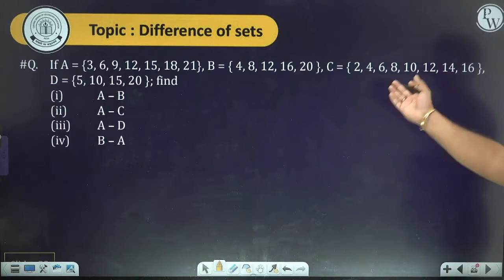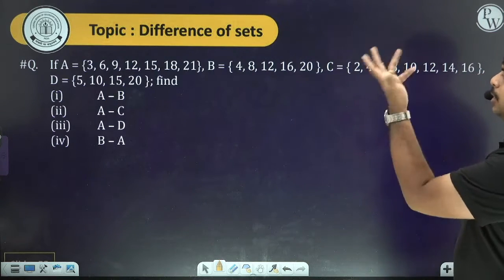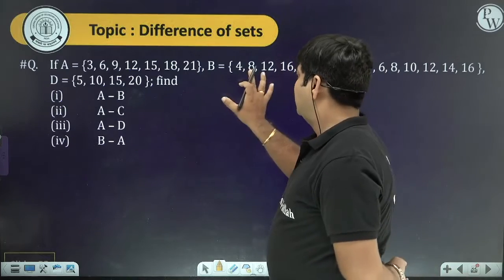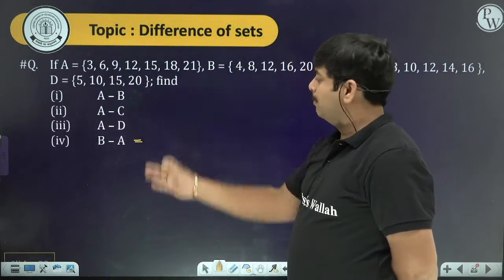Okay, so we have a few more questions: A minus B, A minus C, A minus D, B minus A. You can do that, people. Okay, no worries. So in B minus A, start with B and delete all the elements of A. I'm going to do this for you. The remaining you can do.